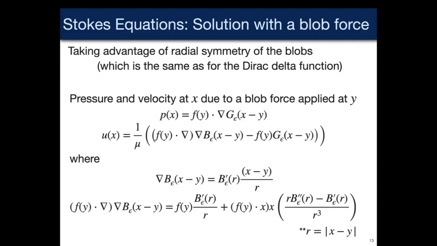One of the things when you do the derivation is that you are taking advantage of the radial symmetry of all of these. When you're working with the Dirac delta function, you're taking advantage of the radial symmetry, and you do the exact same for the blobs. So your blobs tend to be radially symmetric. I just wrote out taking advantage of the radial symmetry here. So then you can write it as derivatives of r.